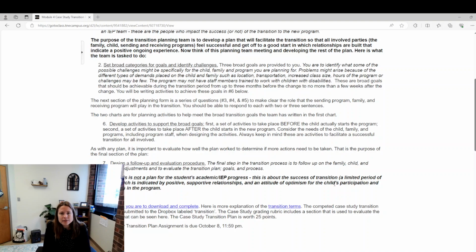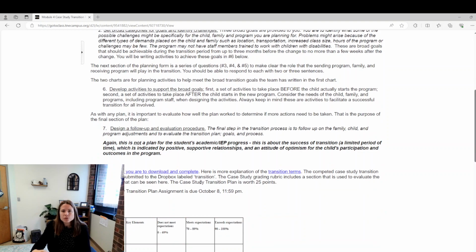So this is what kind of activities is a child going to have to do before they actually start the new program, okay? What activities do they need to do after they start the program? Okay, so consider what the child's disability is, the family needs, and the type of program, program staff. All these things need to be taken into consideration when you're doing your planning. And then the last part with any plan is you have to see if your goals are being met. So you're going to have to design a follow-up and an evaluation procedure. Okay, so this is really just following up with the family to make sure that everything is going good, they're getting supported, and make any adjustments necessary to the process, the goals.